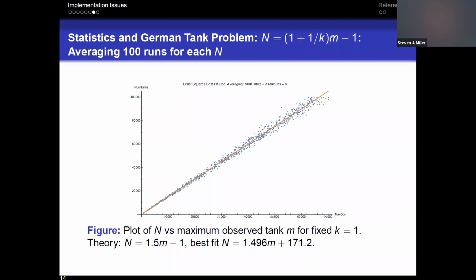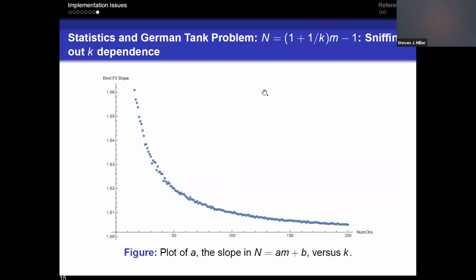And to me, this is one of the most powerful applications of linear regression, sniffing out what this relationship should be. So the question is, can we actually use linear regression to somehow suggest that the slope should be 1 plus 1 over k? Well, let's plot the best fit value of the slope as a function of the number of observations.